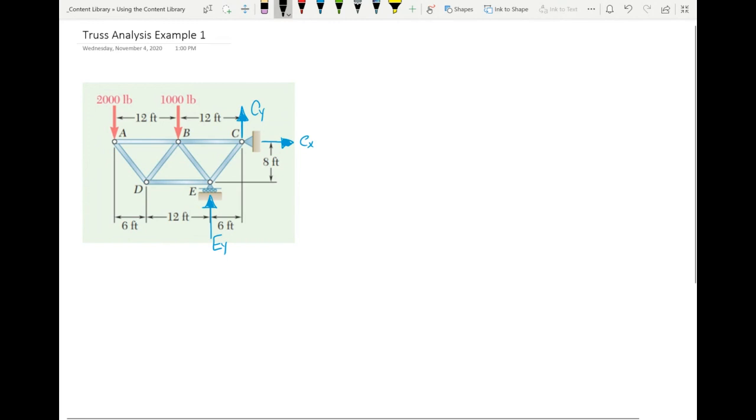Now let's look at this from a strategy standpoint. We have three equations of equilibrium. Right now we're trying to determine the support reactions, so let's write that down: support reactions. What's an observation that somebody in the chat can help me out with right now? You really don't need to do any math to determine one of these reactions immediately.